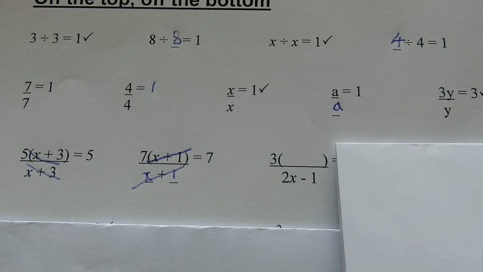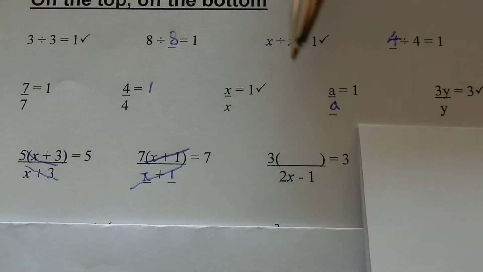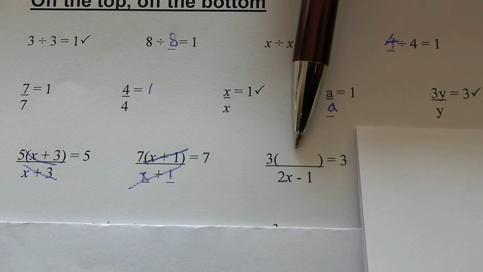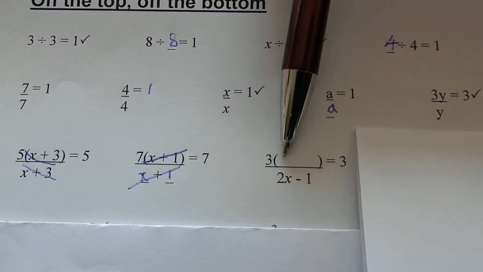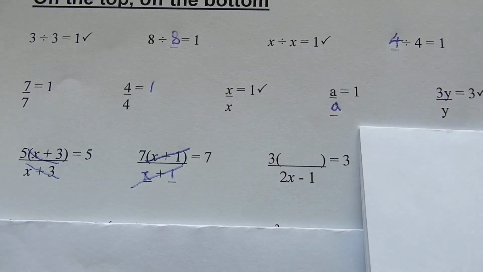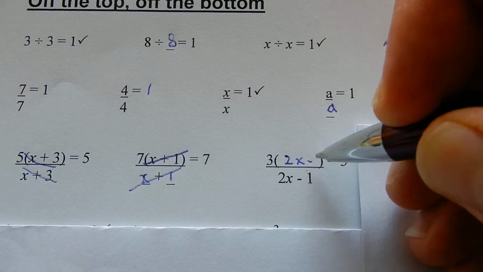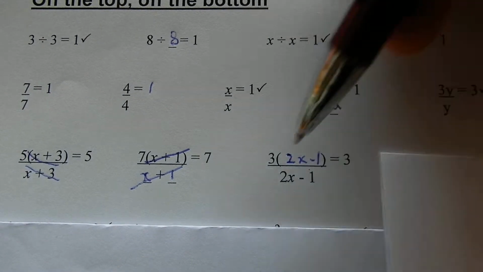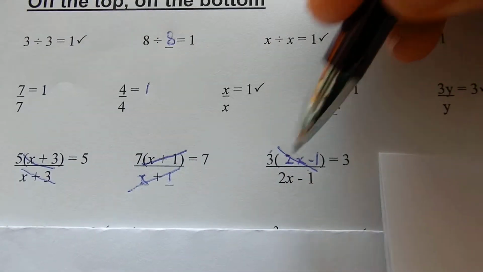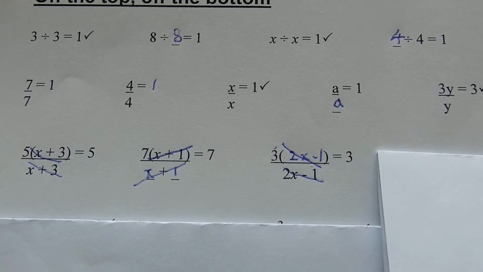There we go. Next one. Okay, so again, we've got 3 times something, divide by 2x minus 1 equals 3. This must be equally 2x minus 1, so that they can cancel. 2x minus 1. Do you see? Off the top, off the bottom. The 2x minus 1 cancels with the 2x minus 1. 3 times 1 is 3.